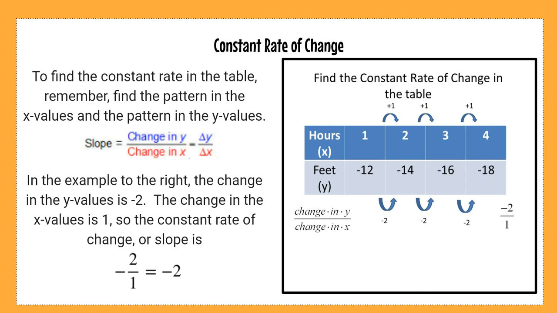So if I'm going to write that as a slope, remember the change in y over the change in x. Well, what is my change in y, or my constant change in y? It's negative 2. And what's my change in x? 1. And negative 2 over 1 would be a slope of negative 2.